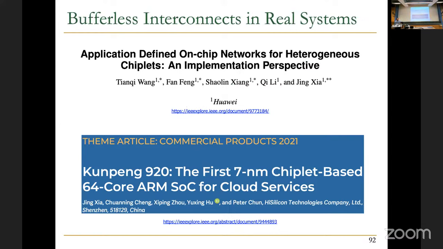And basically, bufferless interconnect has been used in real systems as well, in a chip from Huawei.